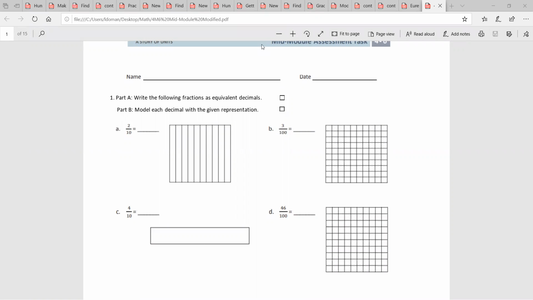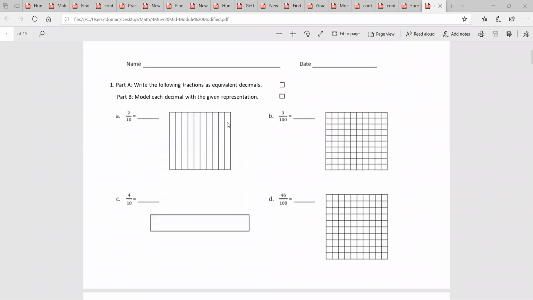All right, Chelsea, so here is the mid-mod assessment. And again, you're just going to do 3 questions today. There are a couple parts, so please make sure that you follow along and read everything that is expected of you. Okay, so I'm just going to pull out my highlighter as we get started.